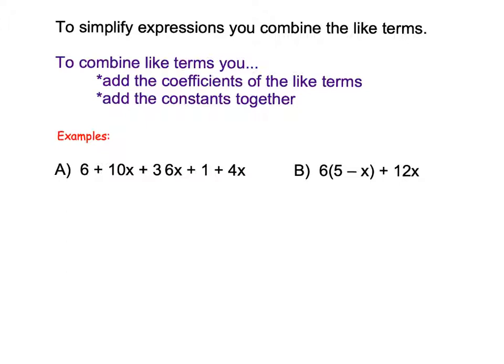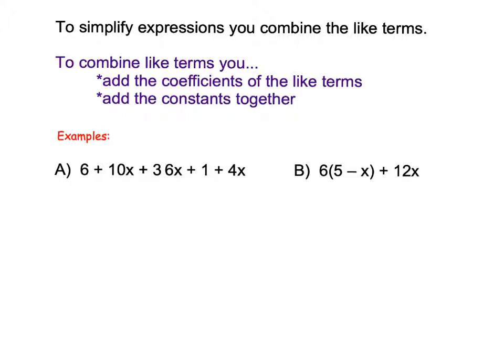Now here's the grand finale of this lesson. It's important to know that you can simplify expressions by combining like terms. And just as it says here, you can combine like terms by adding the coefficients of the like terms together. And if you have constants, they're like terms, and you can add those together.